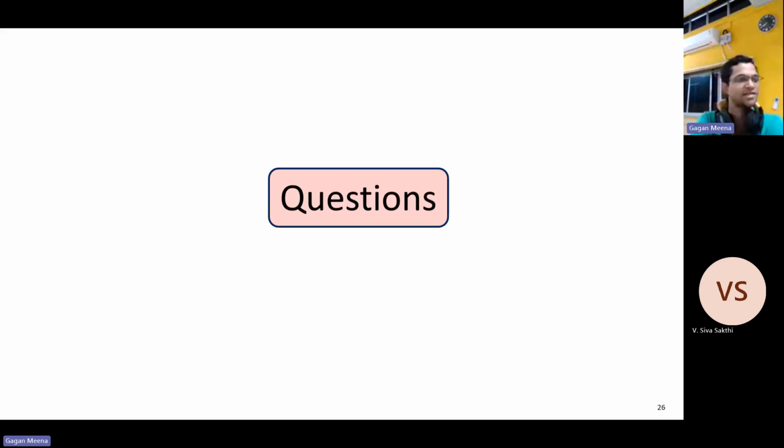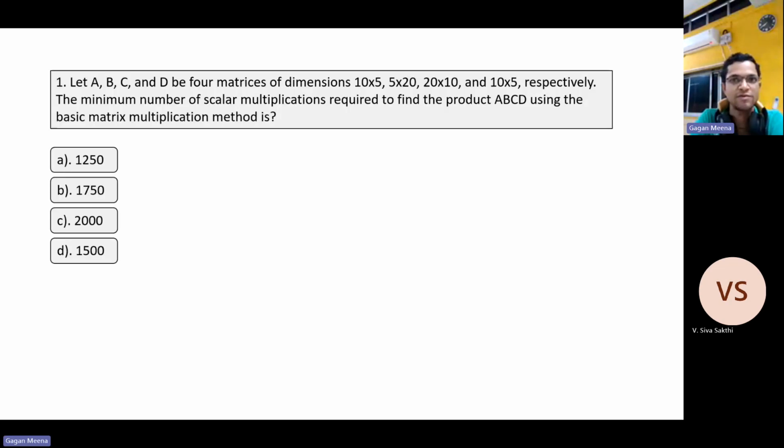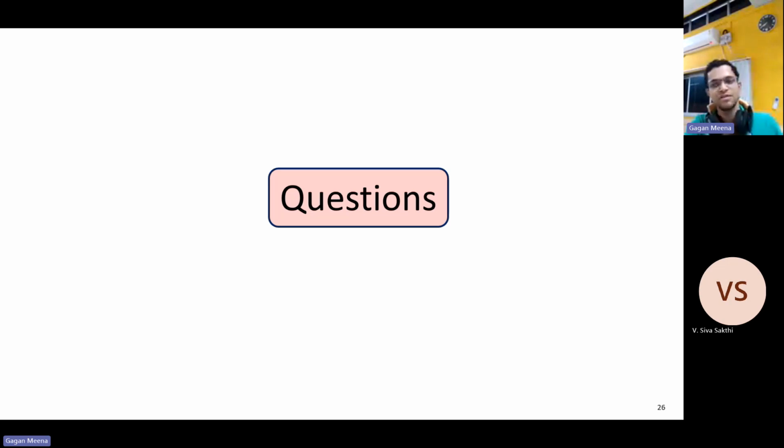So any questions? One thing we can do now is solve questions. Let us solve these sample questions, and if we are still left with some time, then I will solve that dynamic programming question.